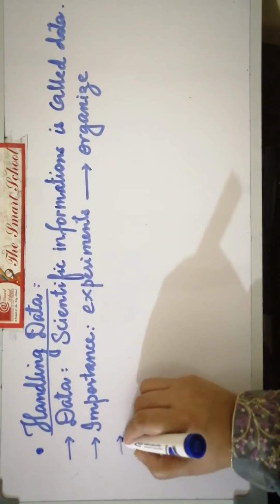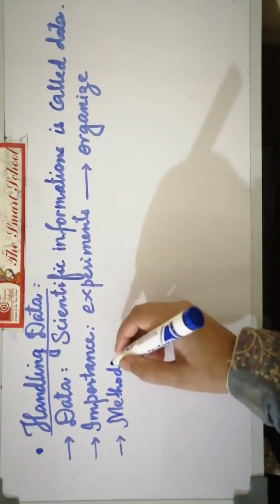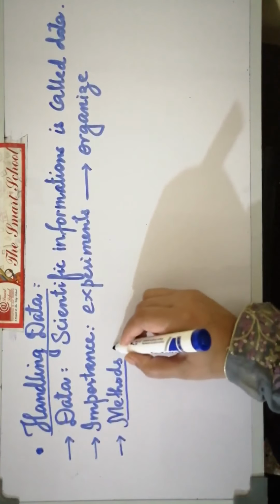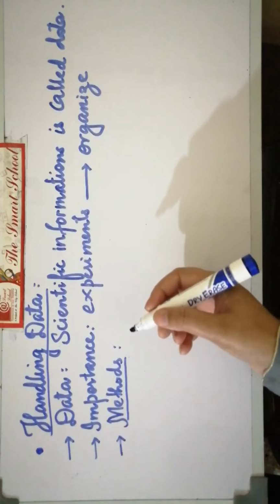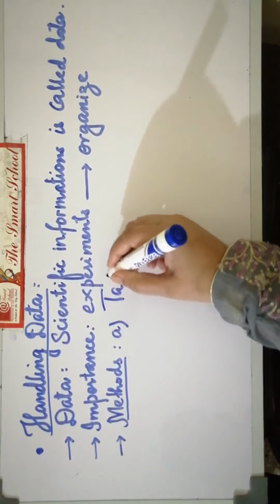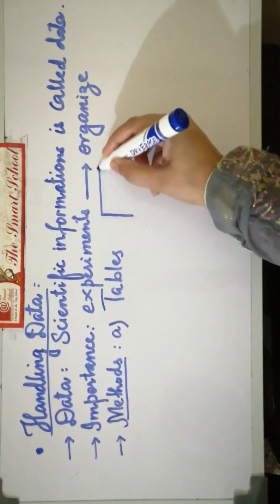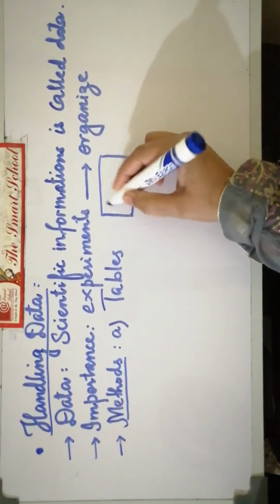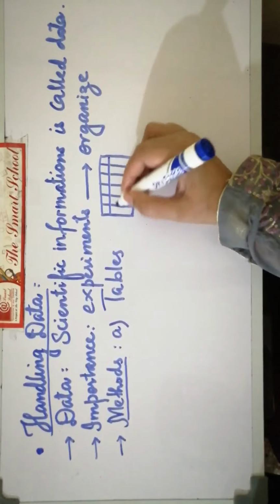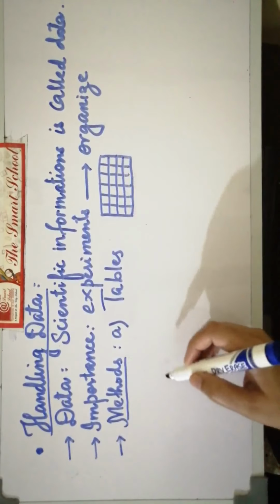Now, what are the different methods in which you can present your data? These are some of the methods mentioned in your book, starting from tables. You can show your data in the form of a table by making some rows and columns, and write all the observations which you have made by your five senses in the columns.